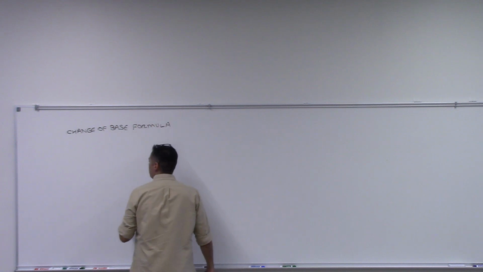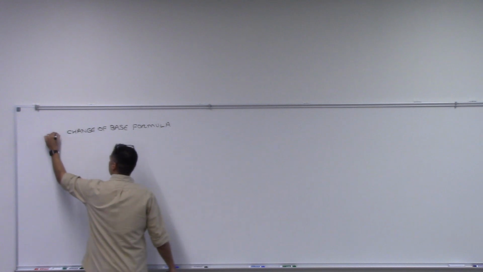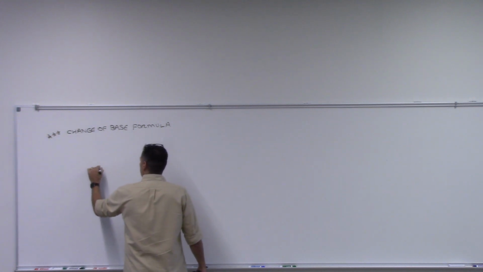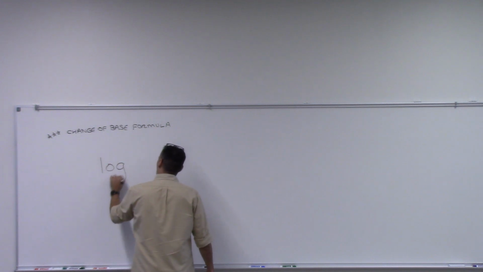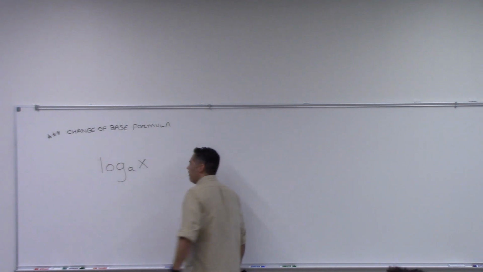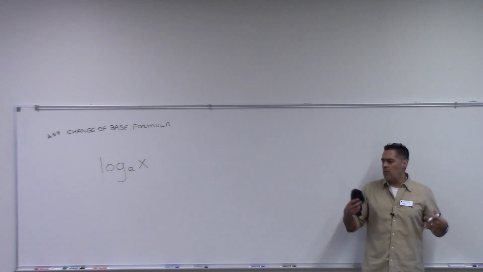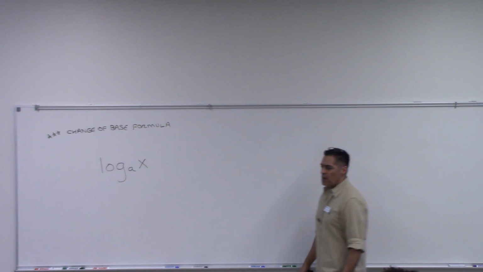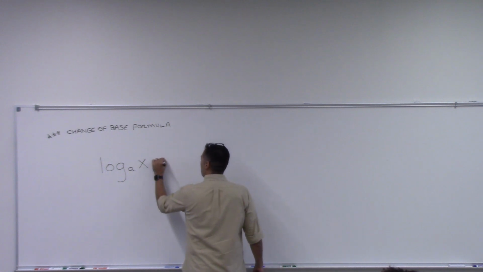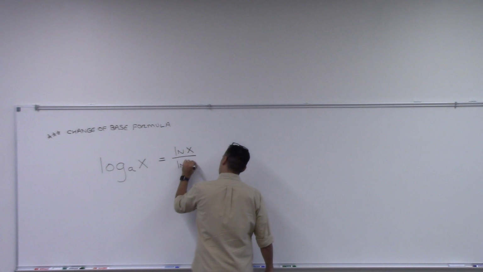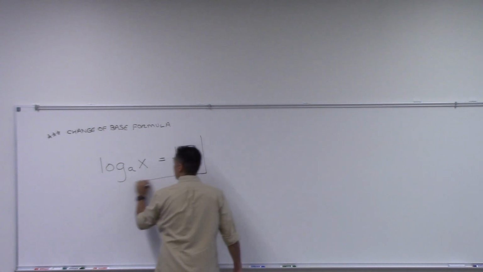Here's what it says. Put several stars next to this because you need this a lot. If you ever have a log base a of x and you're trying to figure out what that is, here's what it is always equal to. It will always be equal to the natural log of x over the natural log of a. And that's it. That's the formula.